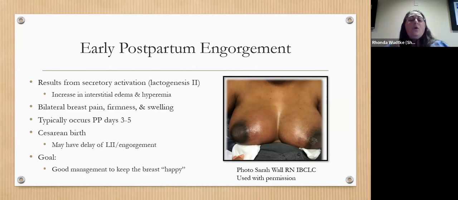So here, our goal is to keep this breast the happy and healthy breast. So we're still there. We're still happy. We're still healthy, although parents may not feel it's very happy, but we are still in an okay spot.